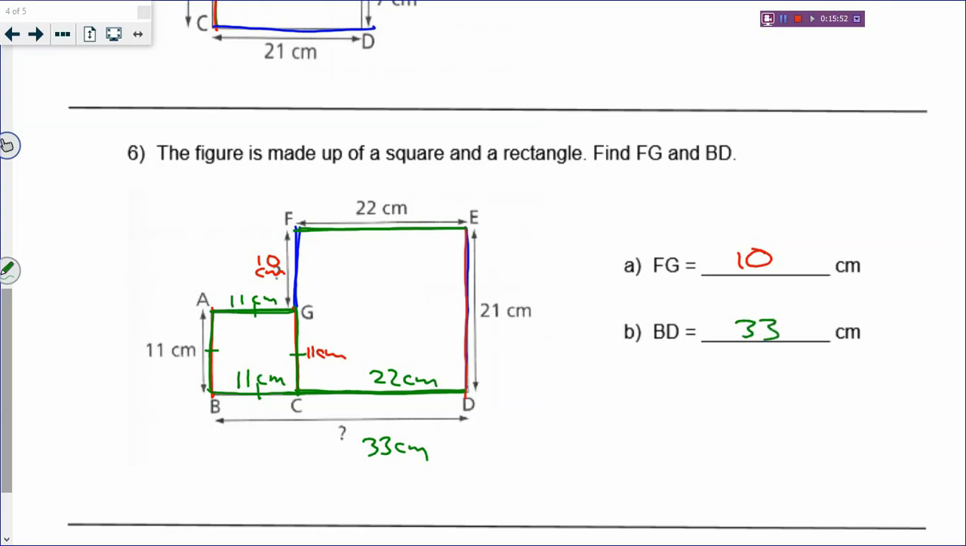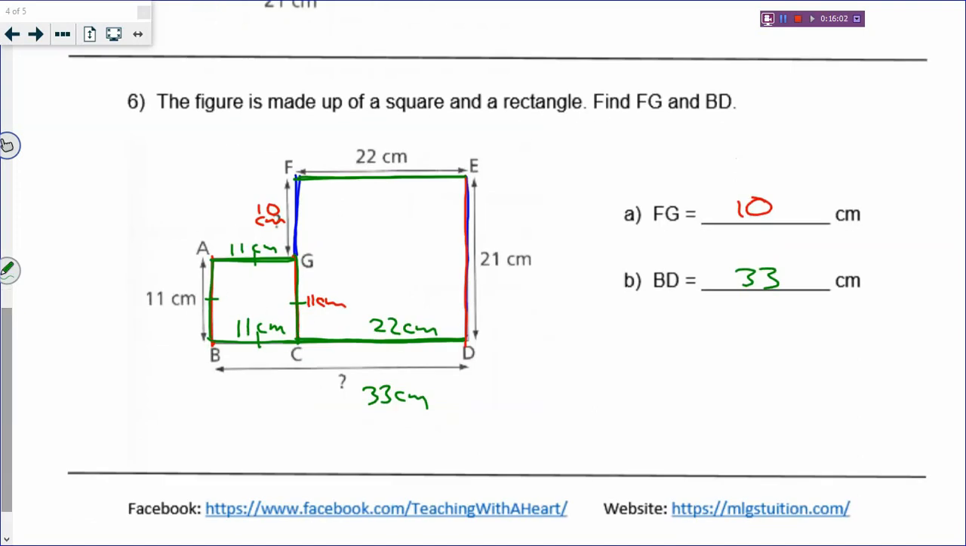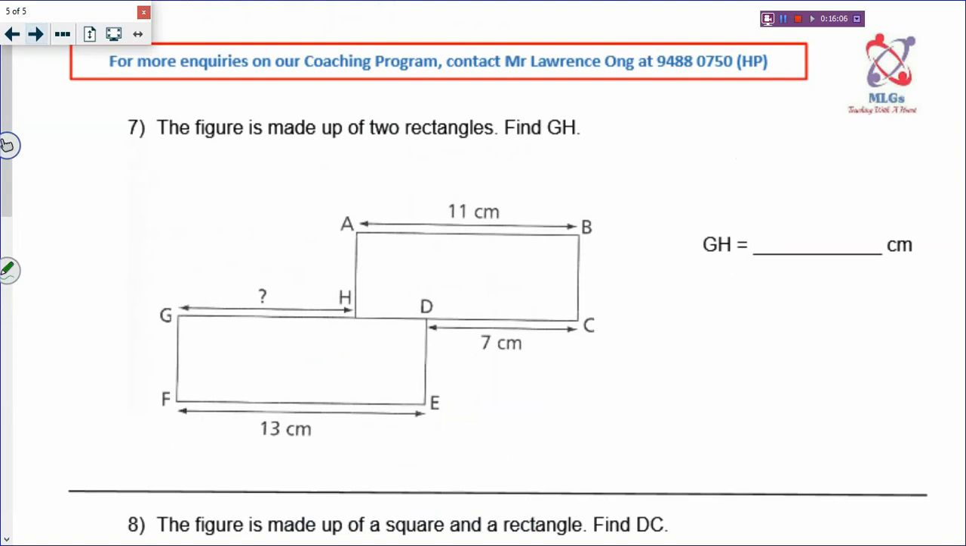Yep. Okay. So I think that's not quite hard to work out the unknown side. Okay, now let's go on. All right, let's go to the last page now. We are coming almost to the end of the lesson. Okay, now the figure is made of two rectangles. So find GH. All right, now how do we do that?